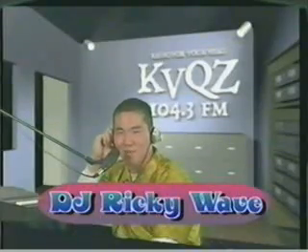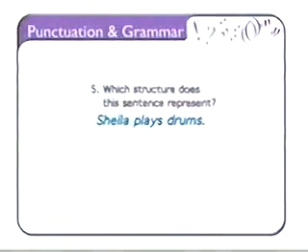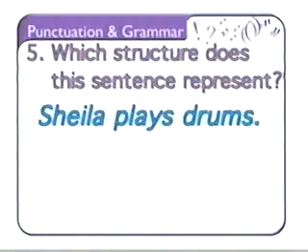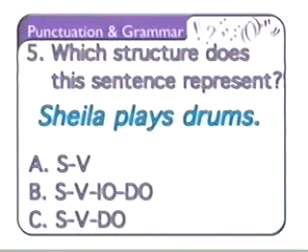Hey groovy guys and groovy gals, your number one DJ Ricky Wave here on KVQZ, spinning another question your way. Which structure does this sentence represent? Sheila plays drums. A. Subject, verb. B. Subject, verb, indirect object, direct object. Or C. Subject, verb, direct object. All right, that was smooth. Now you've heard the latest. Write down your answer and stay tuned for the next hit question.